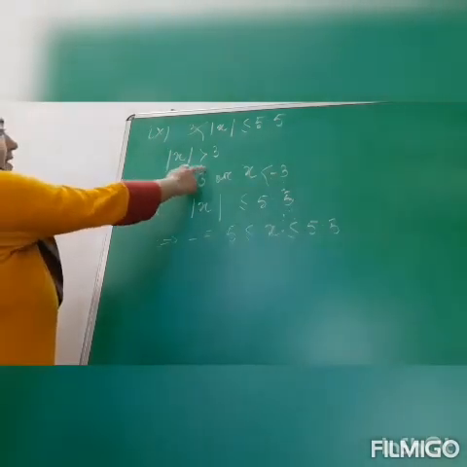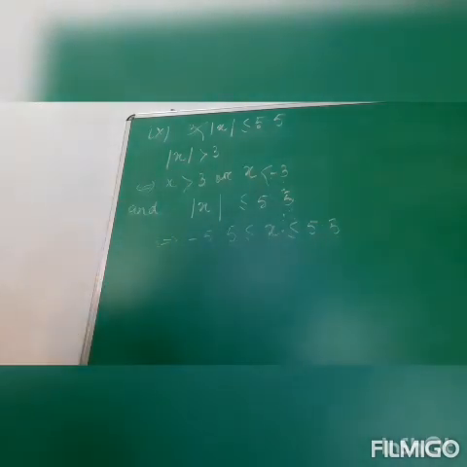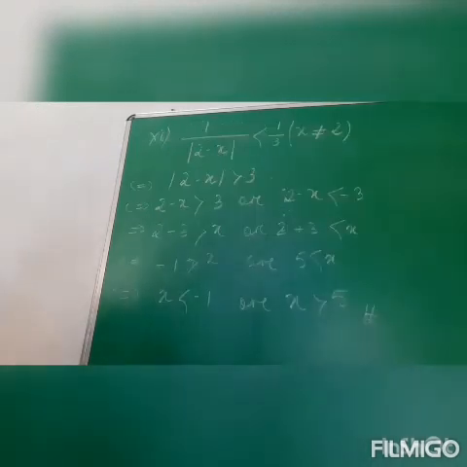So x, mod of x is greater than 3. It can be either greater than 3 or less than minus 3. And in case of mod of x is less than or equal to 5.5, there also it will be greater than or equal to minus 5.5 and less than or equal to 5.5. Now see the last sum of this question number 3.